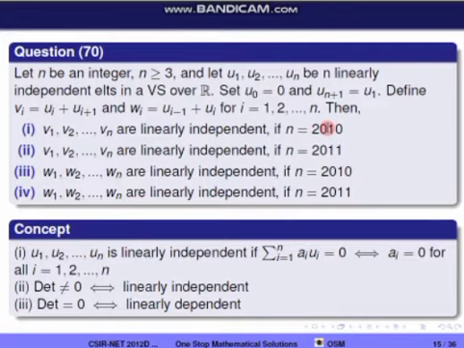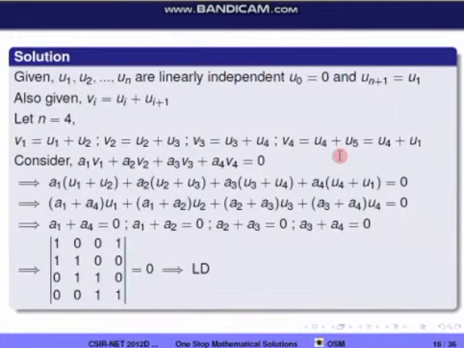210 means it's an even integer, so check it for a smaller even integer and generalize it for this number. And n is equal to 211 is an odd integer, so check it for a smaller odd integer and generalize it for this number. So that is what I am doing here. So for 210, I am taking n equal to 4 because 4 is a smaller even integer.